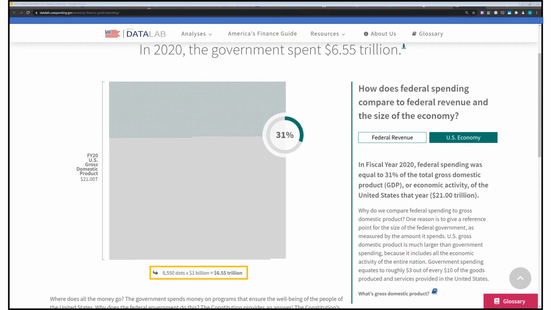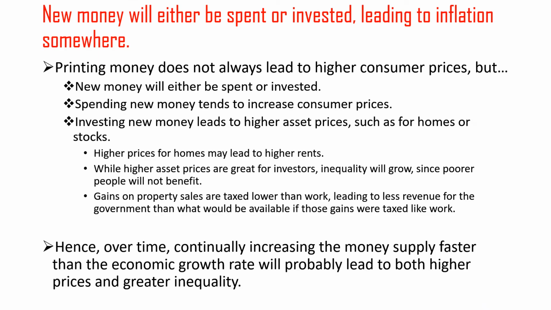It is clear that tax revenue cannot be replaced simply by creating more money. Pumping that much money into the economy every year would have devastating consequences. New money will either be spent or invested. Therefore, it will either lead to inflation as measured by the Consumer Price Index, or it will lead to higher asset prices. Higher asset prices will also increase other prices. For instance, higher housing prices will probably lead to higher rents.